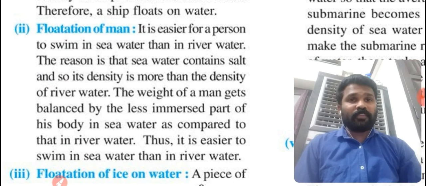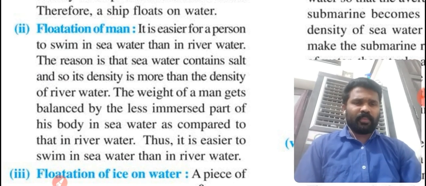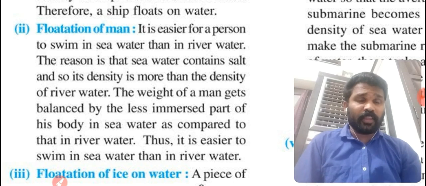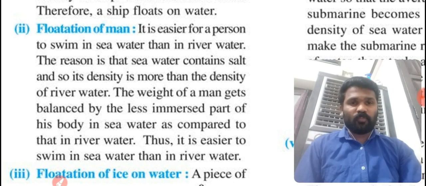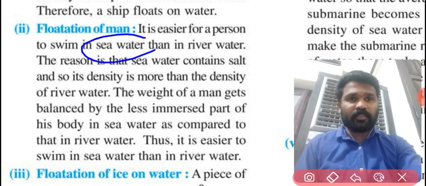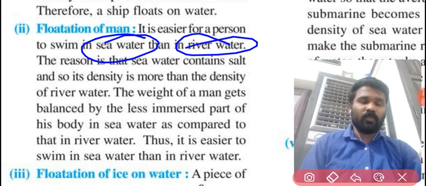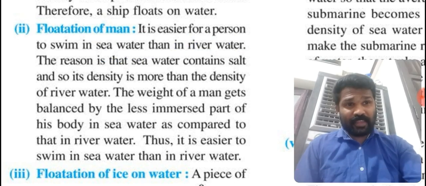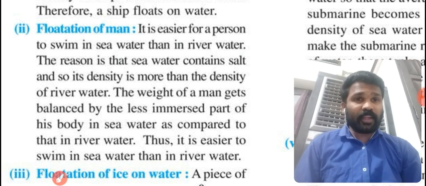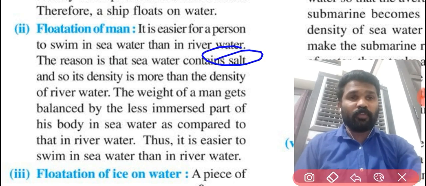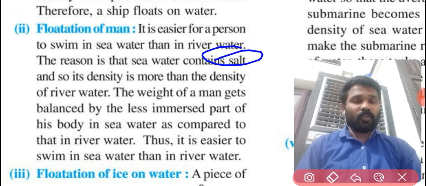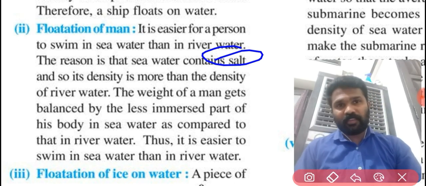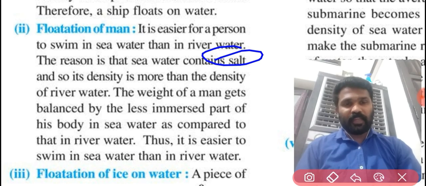Now, flotation of man. It is easier for a person to swim in sea water than in river water. Why? What is the reason? The reason is that sea water contains salt. Sea water is too salty, we know that. So its density is more than the density of river water.